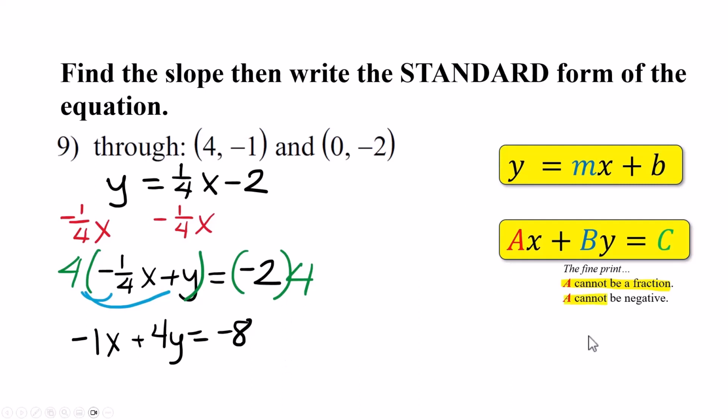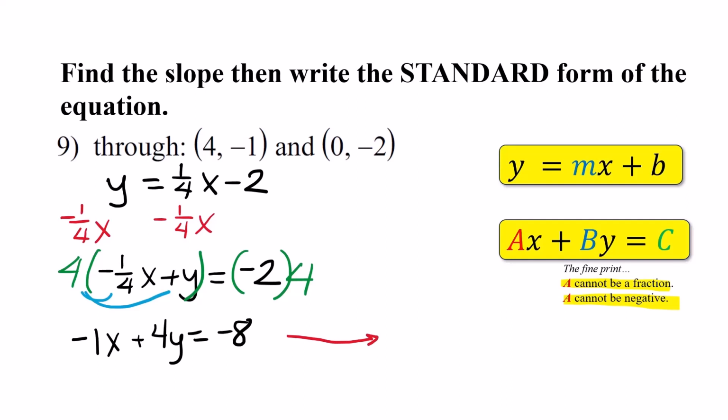Standard form has another fine print. A can't be negative. Now, if you are actually in my class right now, I don't really care. I'm going to give you full credit for that, even if A is negative. But this is for anybody watching, and there's going to be teachers out there who are going to go, no, that can't be negative. So you need to change all the signs.